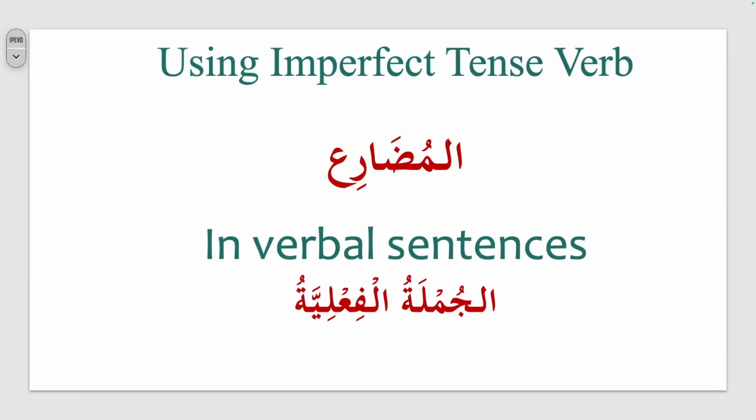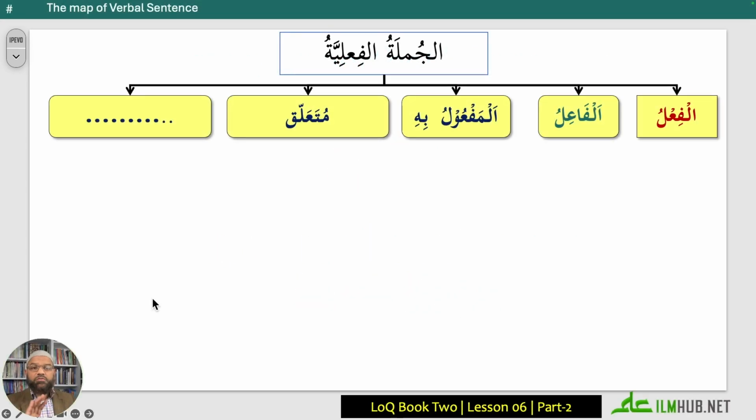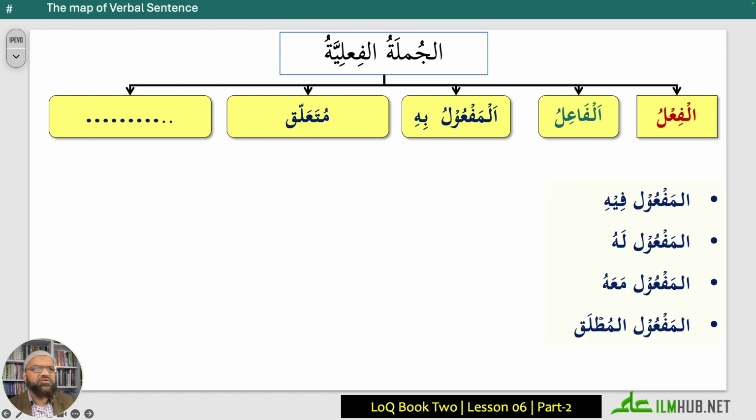Using the imperfect tense verb, al-mudari, in verbal sentences. So the components of Jumlah Fayliyyah, we've done this before, just to introduce them to you, are of course the verb, the doer, and the object. Object not always necessary, and you can have lots of other things, muta'alliq. Now the fa'il is of 2 types, and the maf'ul is also 2.